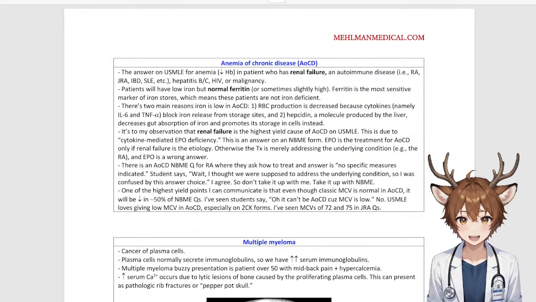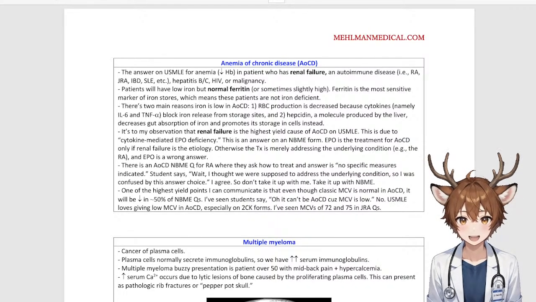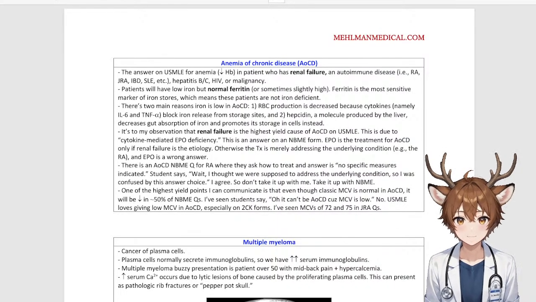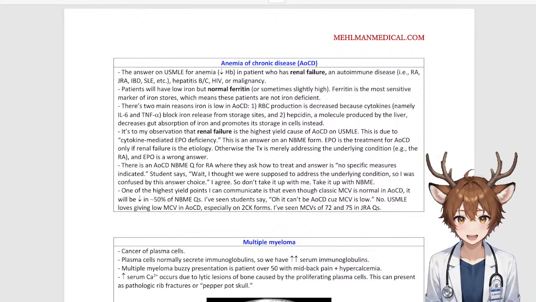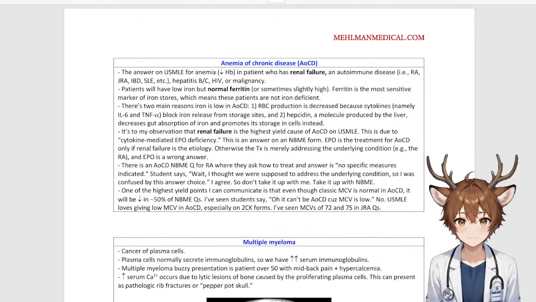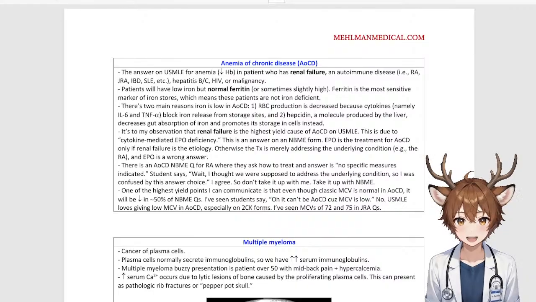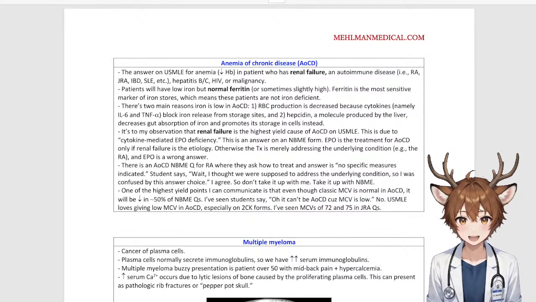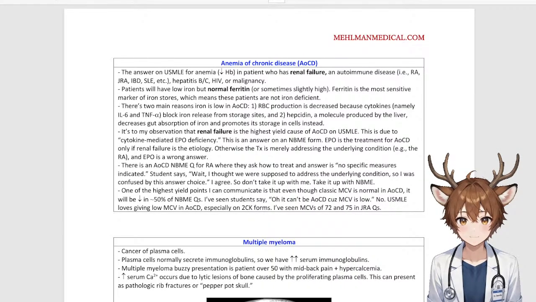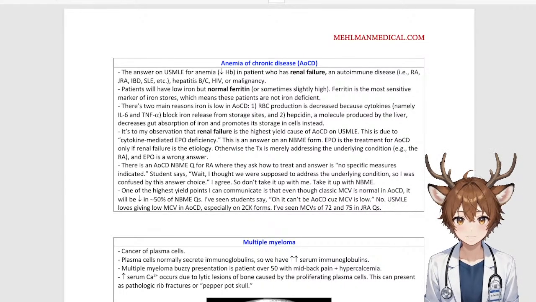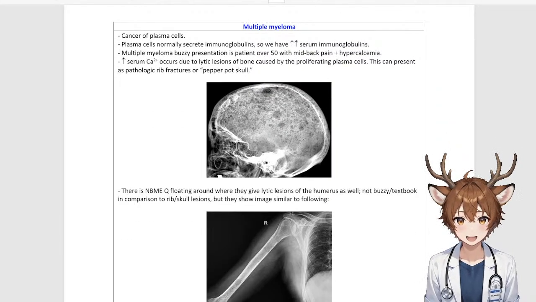One of the highest yield points I can communicate is that even though classic MCV is normal in AOCD, it will be decreased in about 50% of NBME questions. I've seen students say, oh, it can't be AOCD because MCV is low. No, USMLE loves giving you low MCV in AOCD, especially on 2CK forms. I've seen MCVs of 72 and 75 in juvenile rheumatoid arthritis questions. So they're not playing around necessarily. They are gonna hardball you sometimes.